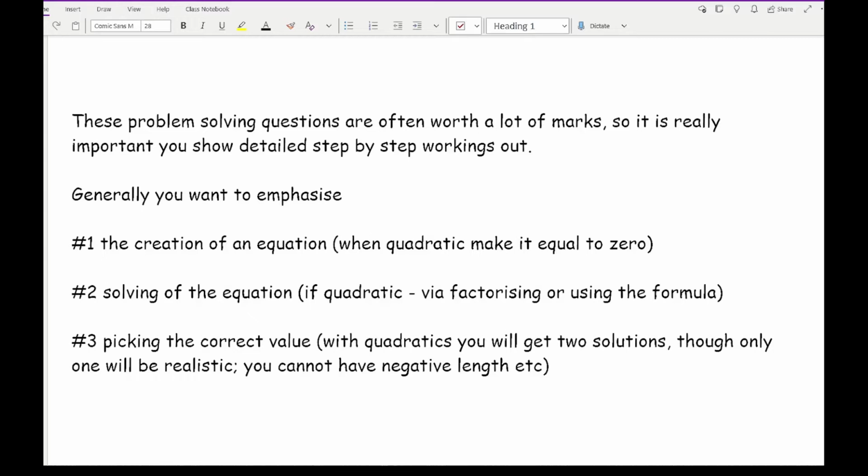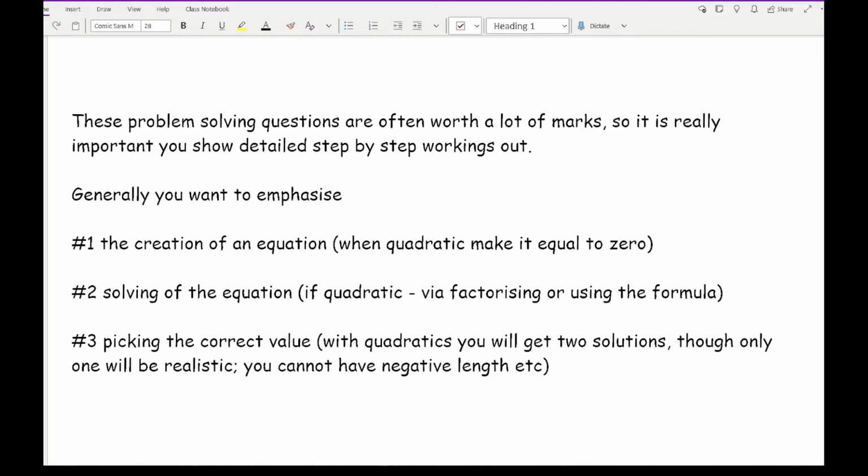which kind of leads us into the second part, which is solving the equation. Now if it's quadratic, you'll do this by either factorising or using the formula. And then with step 3, if it's a quadratic, you'll end up with 2 solutions, so you want to make sure that you're picking one of the correct of those 2 solutions.